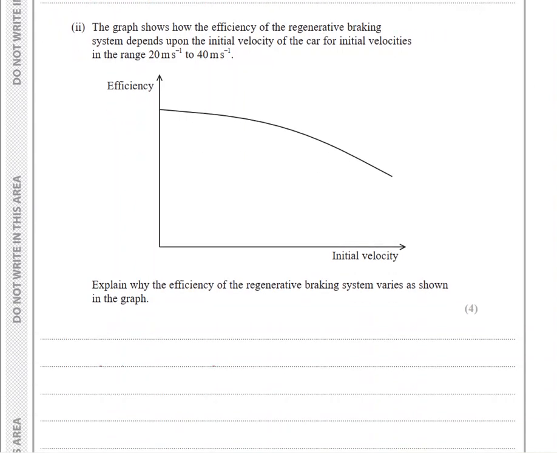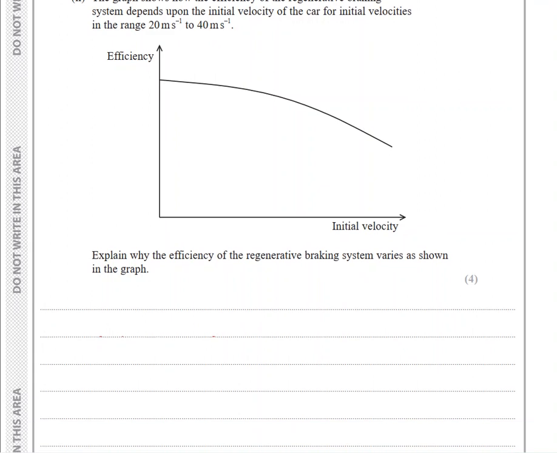The graph shows how the efficiency of the regenerative braking system depends upon the initial velocity of the car for initial velocities in the range of 20 meters per second to 40 meters per second. Explain why the efficiency of the regenerative braking system varies as shown in the graph.